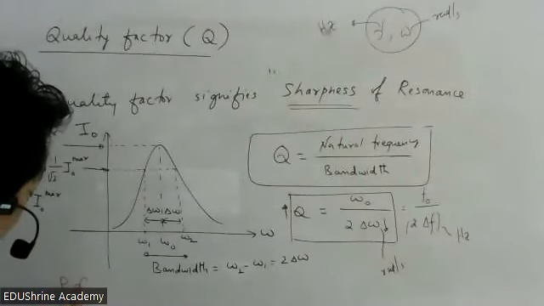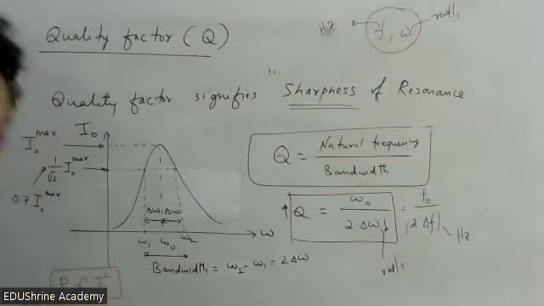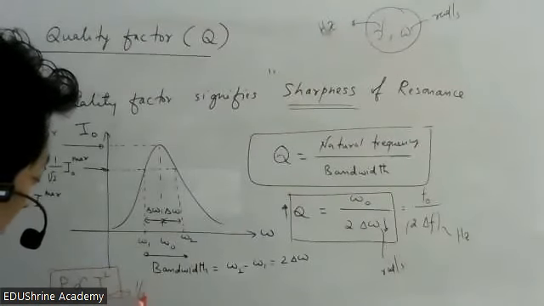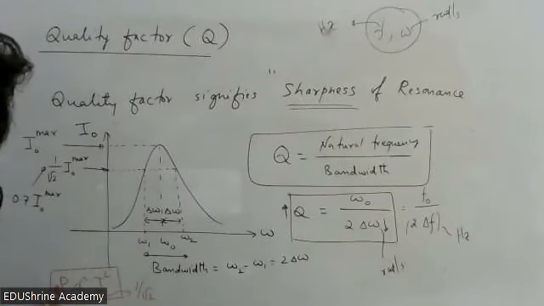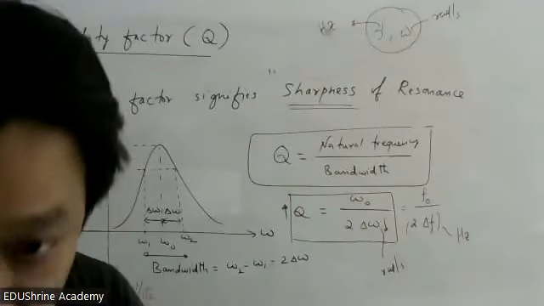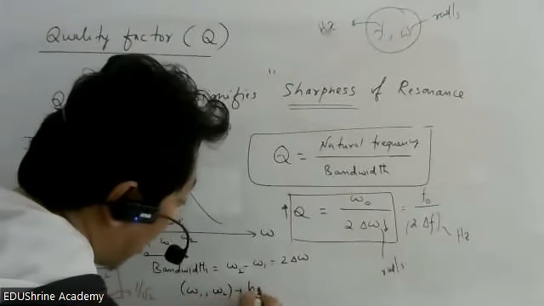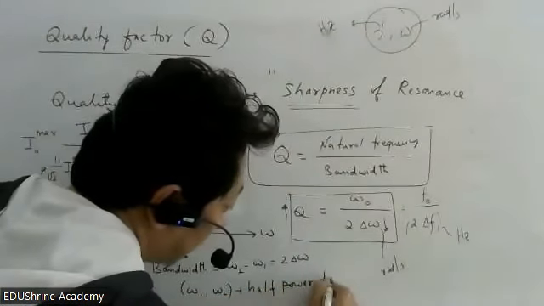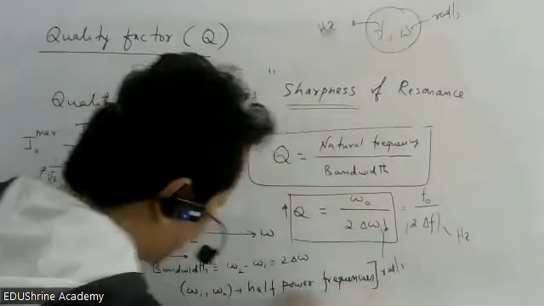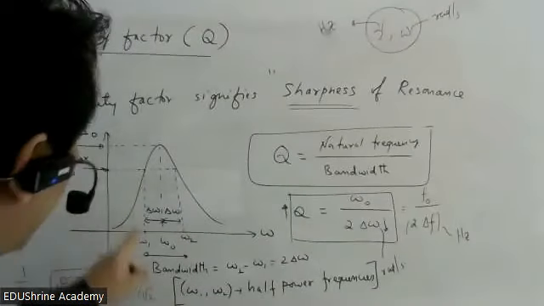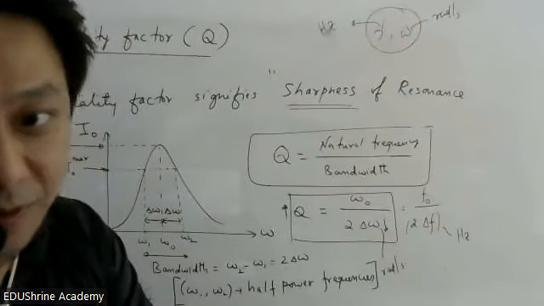I hope all of you will agree if I say power is proportional to square of current, I square R. So, if current is made 1 by root 2, like I did here, what will be power? 1 by root 2 square will be how much? 1 by 2. Understood? So, these frequencies, omega 1 and omega 2, are called half power frequencies. Matlab, they are the frequencies at which the power consumed becomes half. Half of what? Maximum value.